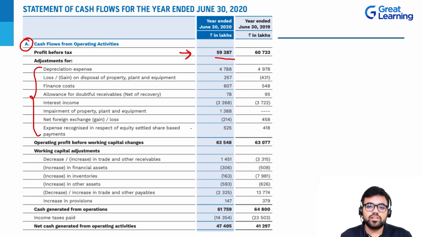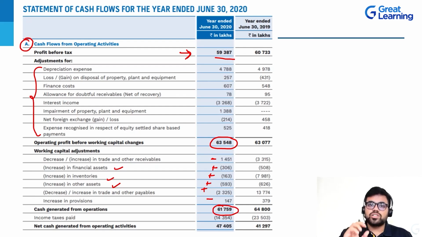So after adjusting, we have a net profit of 63,548. After that, the working capital required for the company also has certain adjustments in inventories, trade receivables, and financial assets. These are also adjusted. It can be plus or minus. An increase is mentioned in brackets, so this is minus; a decrease is plus. After this, we'll get a net amount of 61,759.